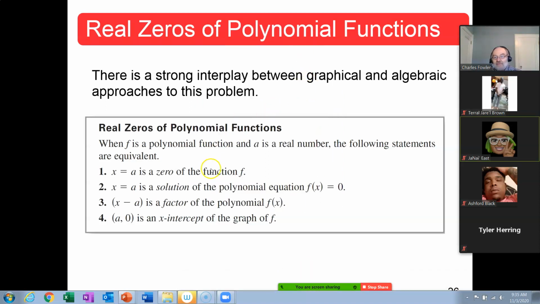Okay? Now, x minus a is a factor of the polynomial. If f of x equals 0, if you factored that and got x equal a, then if you set that equal to 0, add a to both sides, x minus a is a factor, add a to both sides, you get x equals a. So this is a third way of expressing this. And then the fourth way, (a, 0) is an x-intercept of the graph of f.